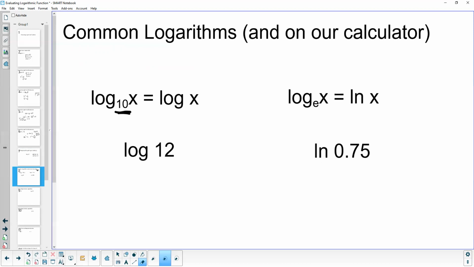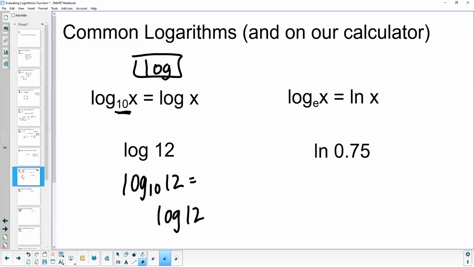Because that's how we do our math here in the world, all of our calculators default to a base of 10. So on your calculator, if you see the button that says log, that is not referring to any logarithm, but that's referring to a logarithm of base 10. And what we can do is figure out what log base 10 of 12 is using that button. So we can just type in log of 12, and it'll evaluate it for us. If I do the log of 12, I end up getting something like 1.08.